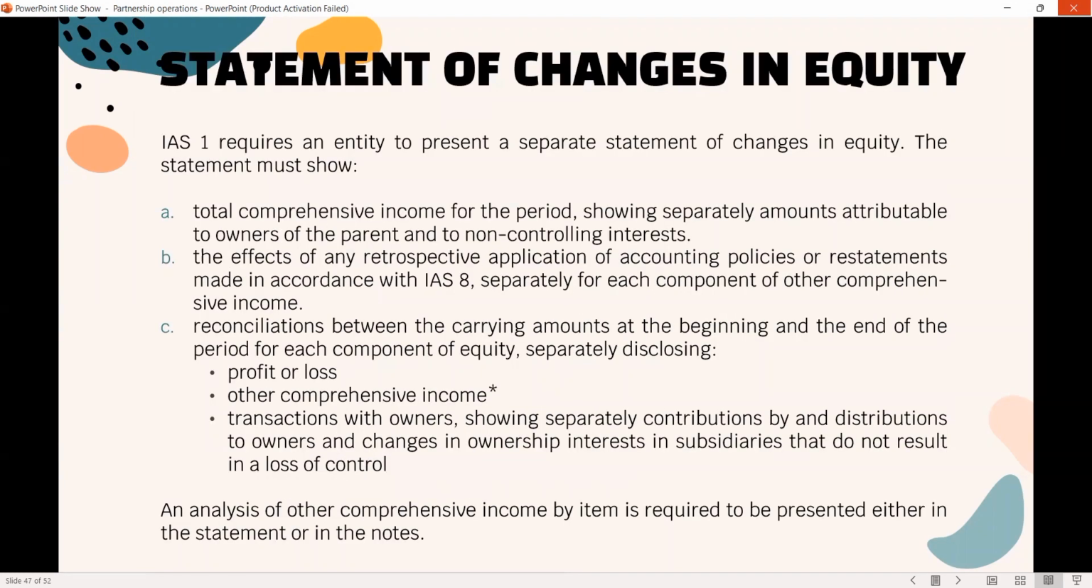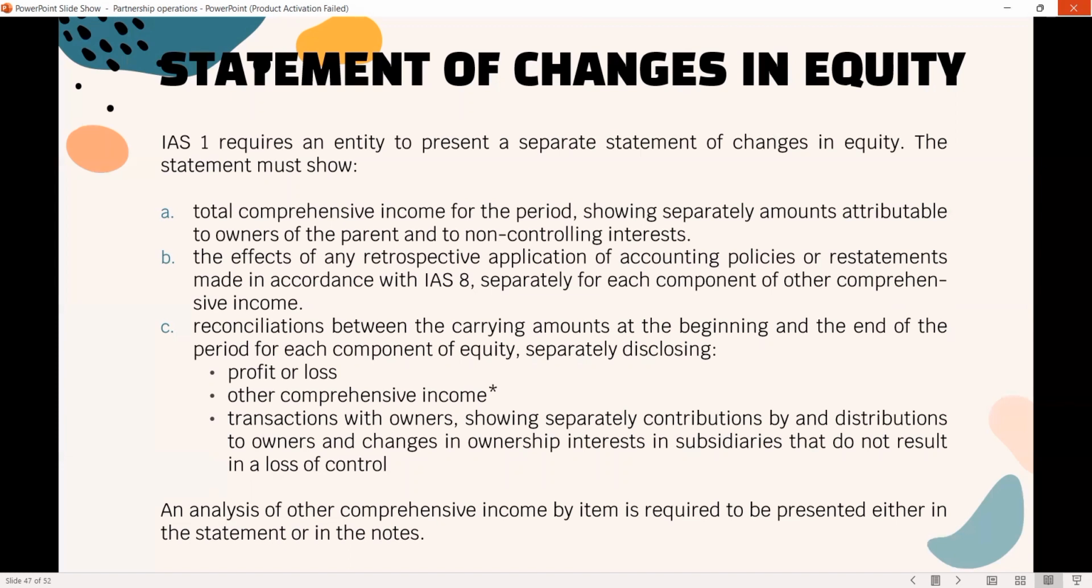Next. So, let's go to the statement of changes in equity. IAS requires an entity to present a separate statement of changes in equity. The statement must show first the total comprehensive income for the period, showing separately amounts attributable to owners or the parent and to non-controlling interest. Dito makikita yung how much income is for the period and yung separate amounts to the owners of the parent and sa non-controlling interest.